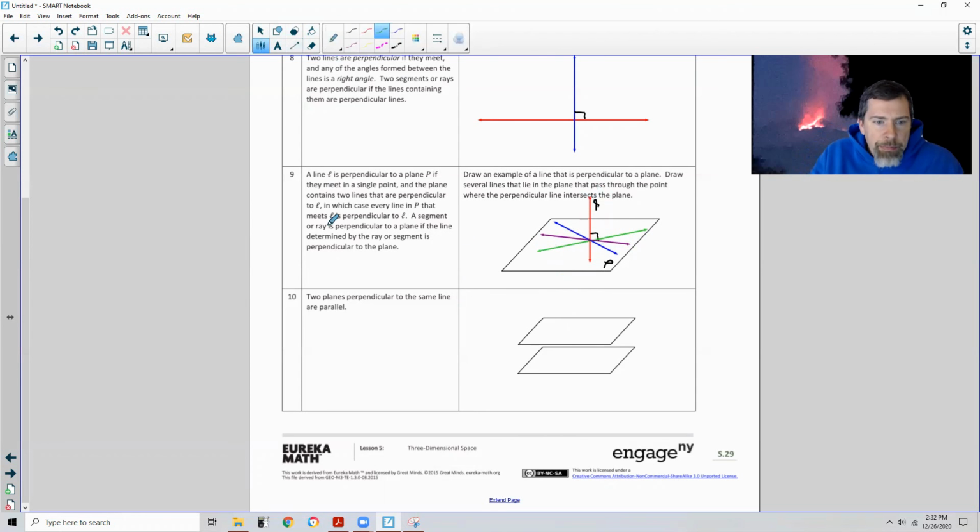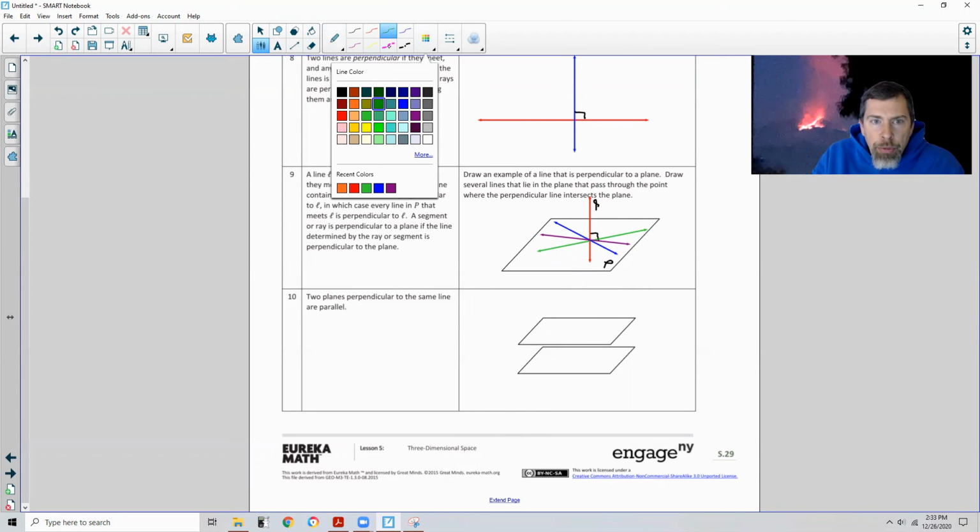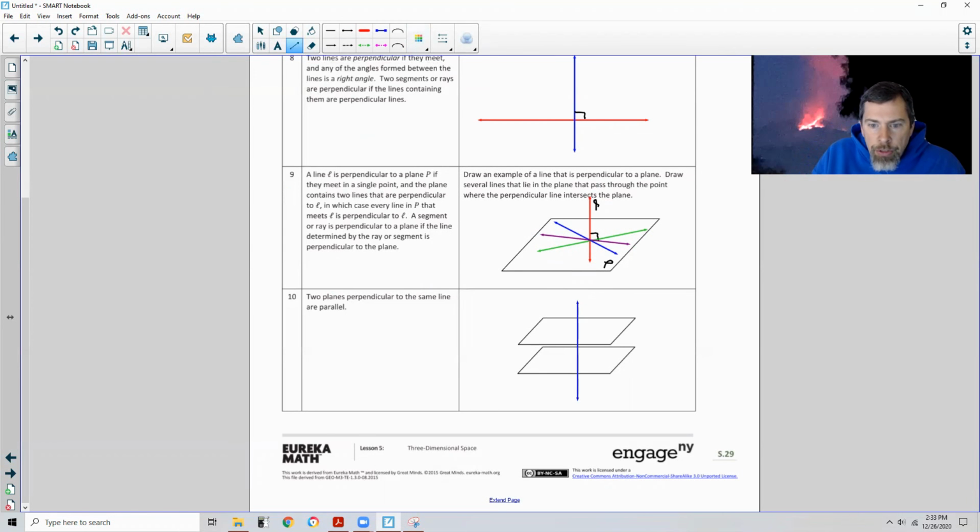All right, number 10. Two planes perpendicular to the same line are parallel. So if I drew a line perpendicular to both, is what they're asking us to do, that would be a line going through like this, intersecting the top plane at a point, say here, and intersecting the bottom plane at a point, let's say there, and they are perpendicular to the plane, then the planes must be parallel.